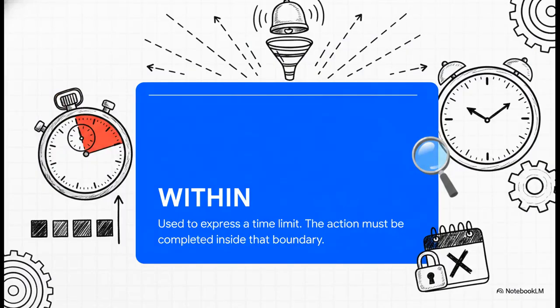All right, what about when you've got a time limit? That's where within comes into play. Within is all about setting a boundary. It adds a bit of pressure, you know? Like in the example, contestants have to eat as many hot dogs as possible within 10 minutes. That means 10 minutes is the absolute limit, not a second over. It's all about getting something done inside a very strict time frame.